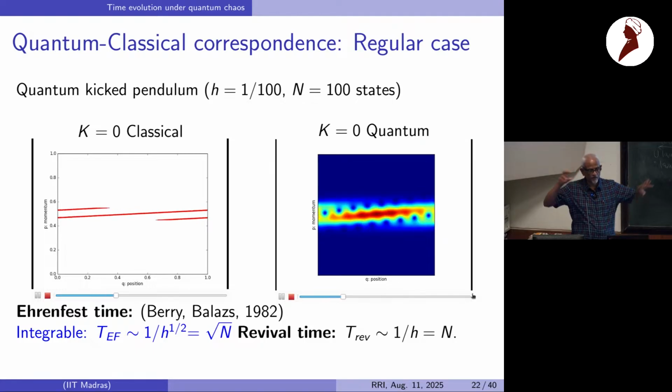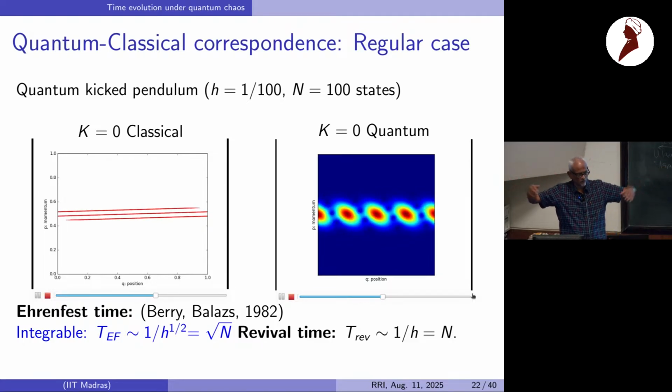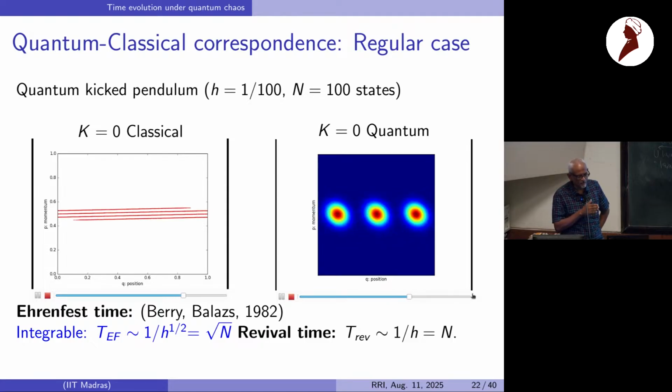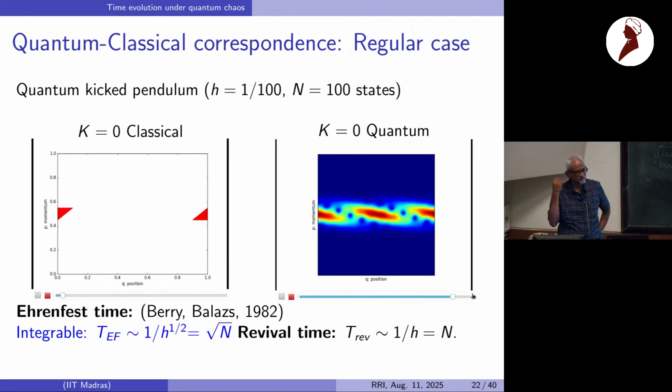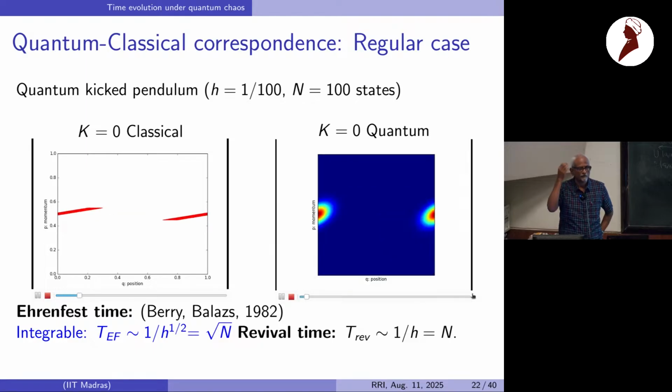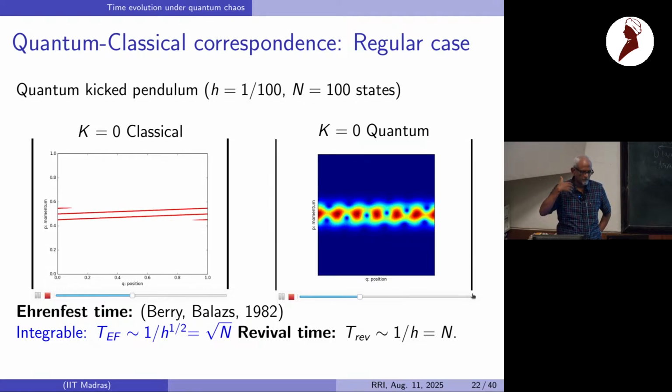These are called fractional revivals, when a single coherent state splits into several other coherent states like these. So this is just the spectrum when k equals 0. Because it's a free rotor, it is just n squared, which is just the particle in a box spectrum. So this is well studied in a particle in a box.